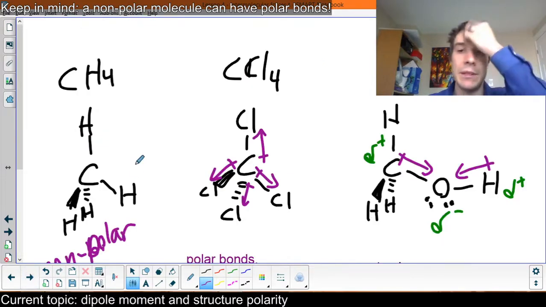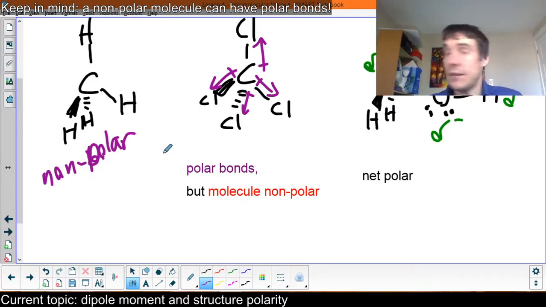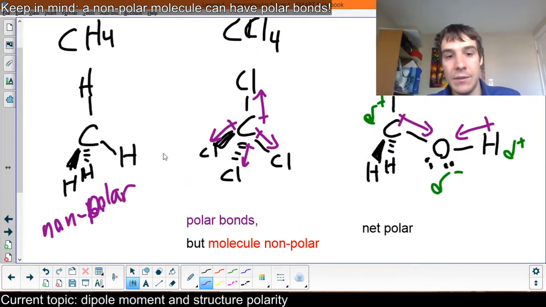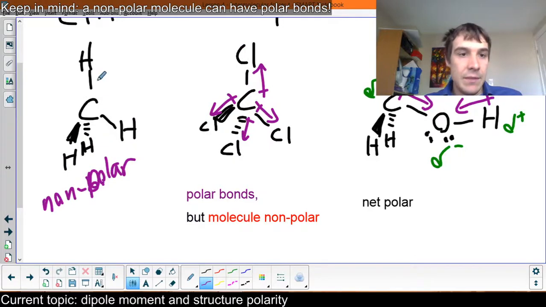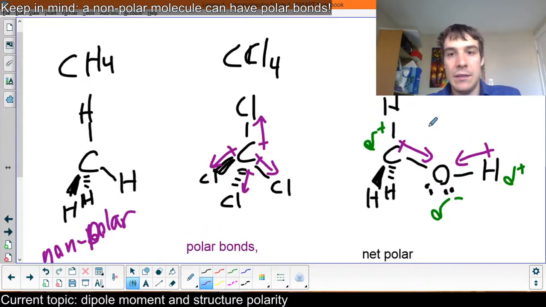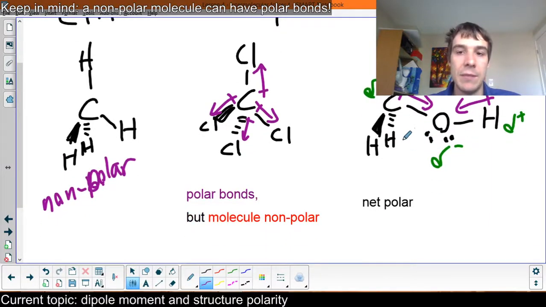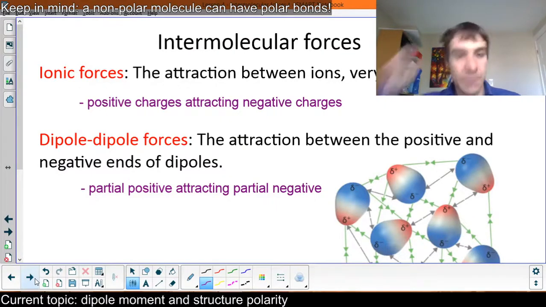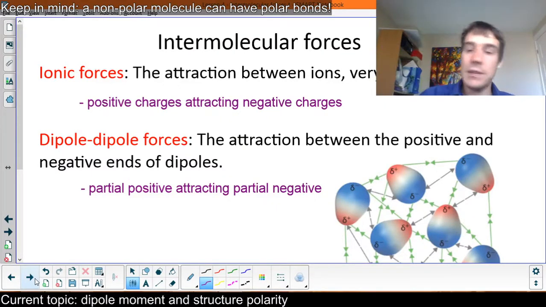Shape is very important to polarity, so we're going to have a video about molecular shape coming out very soon as well. So here CH4 is nonpolar. CCl4 has polar bonds, but the molecule overall is nonpolar. And CH3OH, everything's going towards the oxygen, so you've got this net polarity towards the oxygen, making this dipole over here. That is structure polarity. Next, we're going to talk about how that works with the different intermolecular forces, and we are going to pause, and I'm going to set some stuff up.